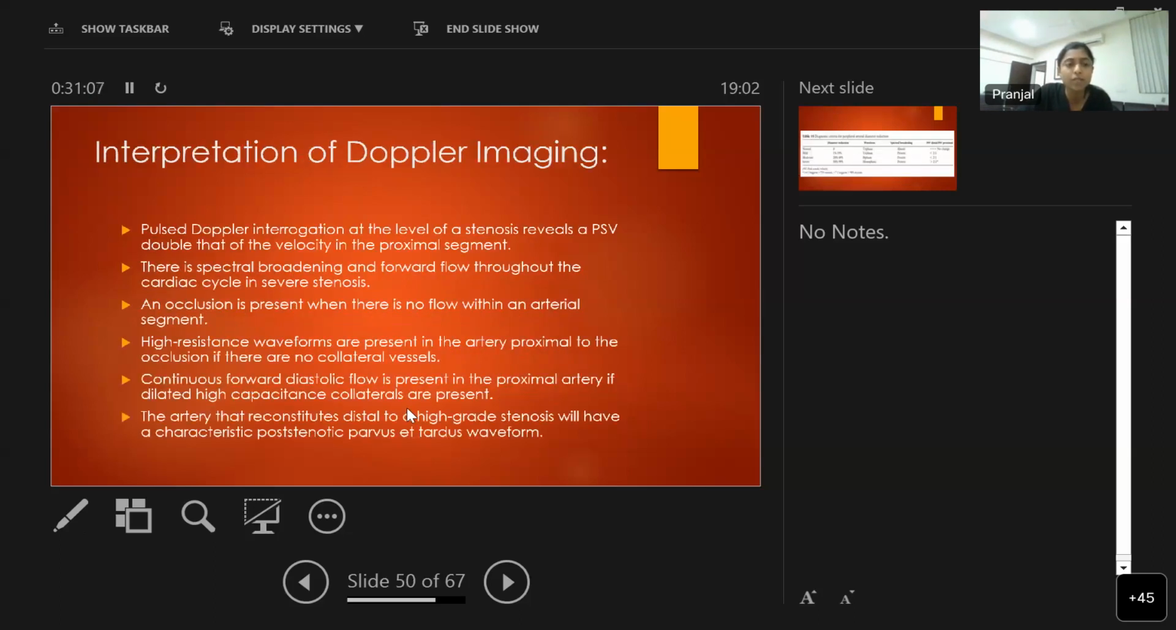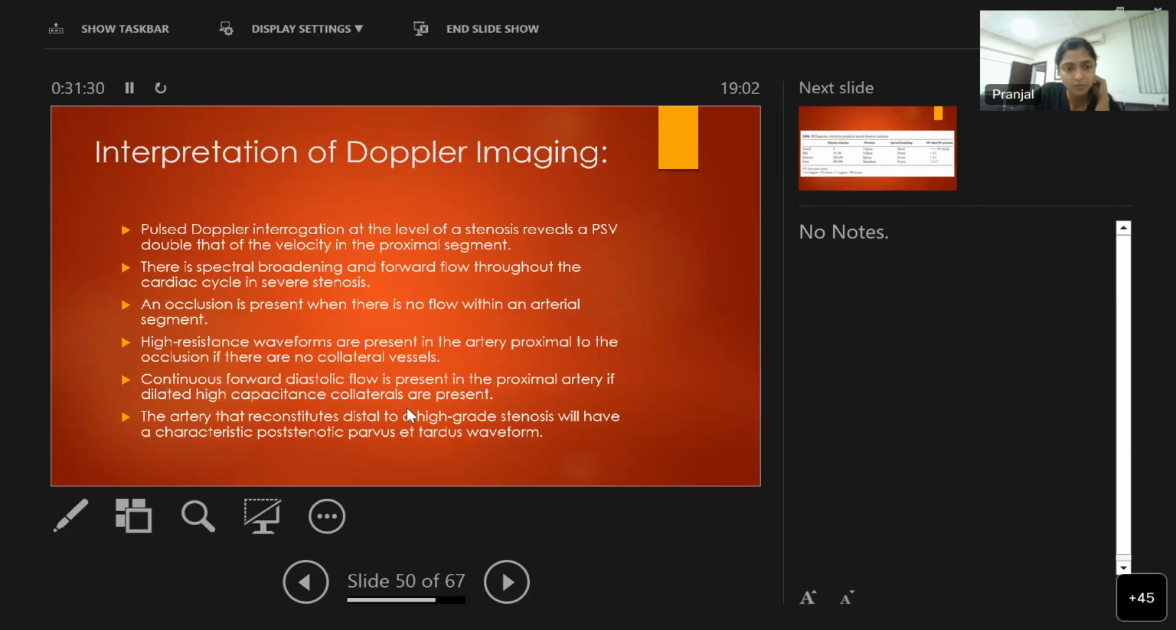Interpretation of Doppler imaging. A pulsed Doppler interrogation at the level of the stenosis reveals a PSV double that of the velocity in the proximal segment. There is a spectral broadening and a forward flow throughout the cardiac cycle in severe stenosis. An occlusion is present when there is no flow within an arterial segment.